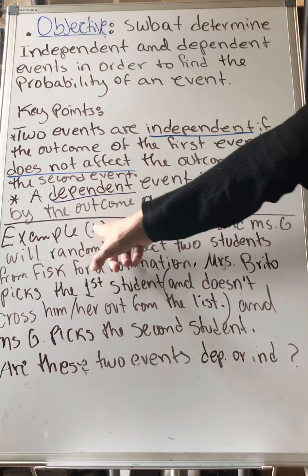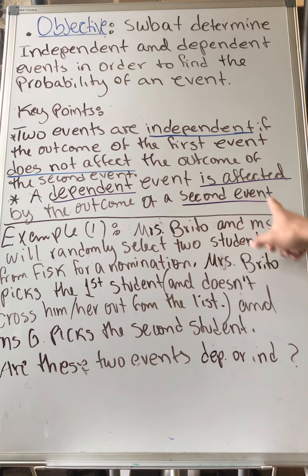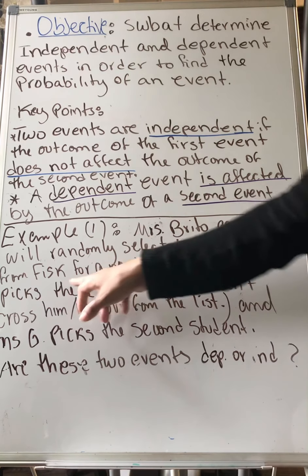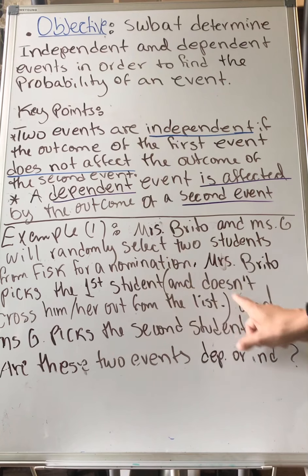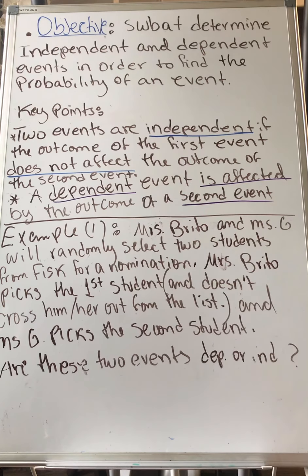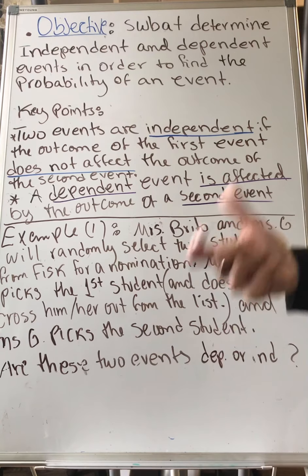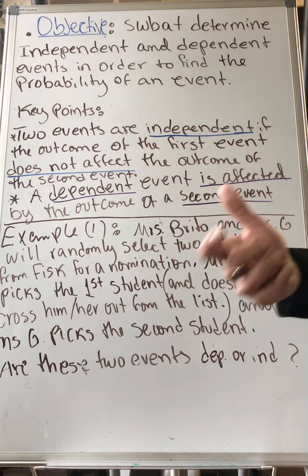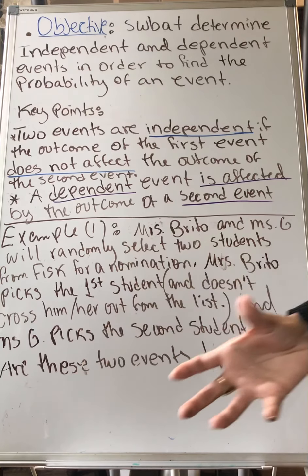So here I have example one. Mrs. Brito and Ms. G will randomly select two students from Fisk for a nomination. It says here that Mrs. Brito picks the first student, and in parentheses it says, and doesn't cross his or her name out from the list. So think about that, because sometimes you have to read and understand, visualize what this is telling you.